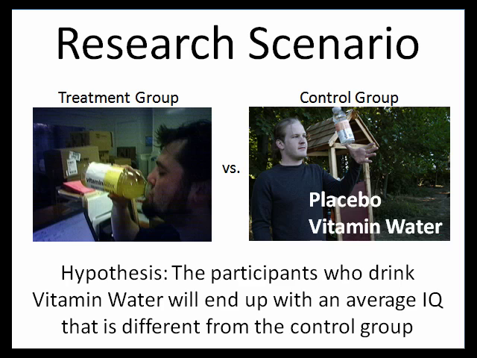Our scenario for introducing us to the ANOVA will be the following. Assume we have two groups, a treatment group and a control group. We used random selection to select the participants and random assignment to each of the groups. Both groups will be drinking water out of the vitamin water bottle container. The treatment group, it actually contains vitamin water. For our control group, it's a placebo. Our hypothesis is that participants who drink the vitamin water over a 2-week period will end up with an average IQ that's different from the control group.